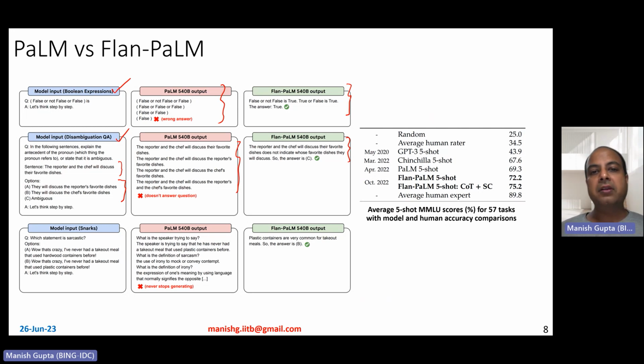Okay. So overall, the Flan PaLM model is better even qualitatively, as we can observe from these examples, compared to just the PaLM model. In fact, here is a very good win of the Flan PaLM model. Flan PaLM models, introduced in October 2022, with 5-shot prompting along with chain of thought prompting and self-consistency gives you 75.2 on the very hard MMLU task. Right? For this task, the random accuracy would be 25%, an average human rater accuracy is 34.5, and an average human expert accuracy is 89.8. So getting 75.2 on this is a big win for the Flan PaLM model.